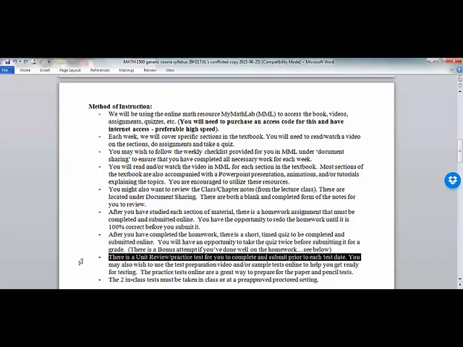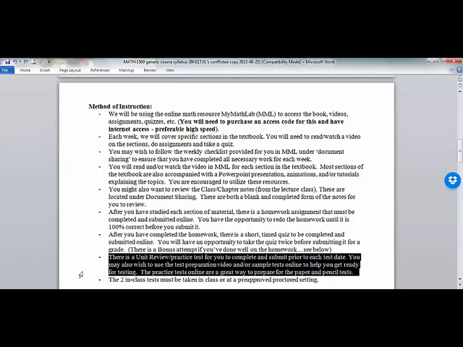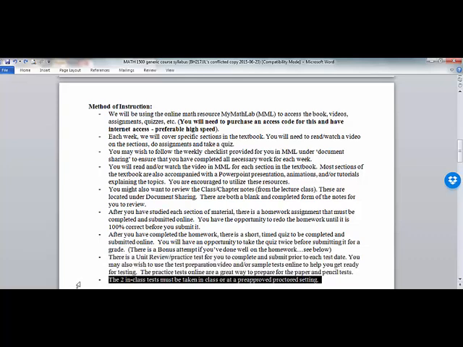There is a unit review or practice test for you to complete and submit prior to each test date. You may also wish to use the test preparation videos or sample tests online to help you get ready for the testing. The practice tests online are a great way to prepare you for the paper pencil tests. And then there are 2 in-class and 1 online tests. The in-class tests must be taken in class or at a pre-approved proctor setting.